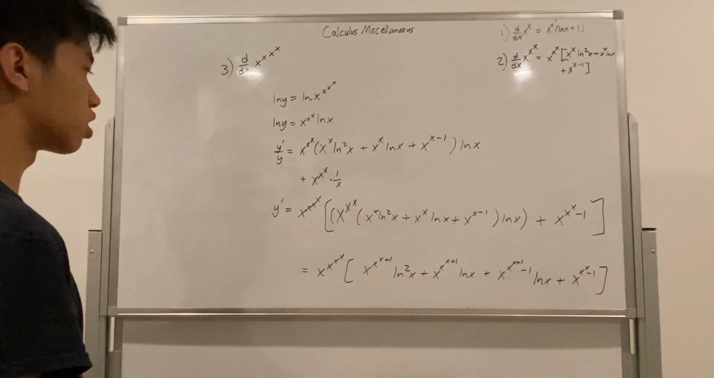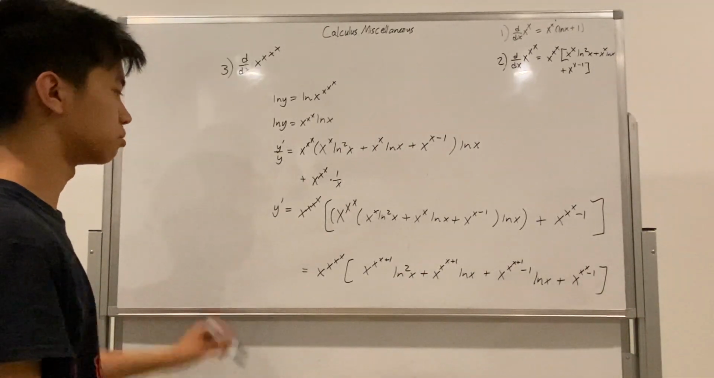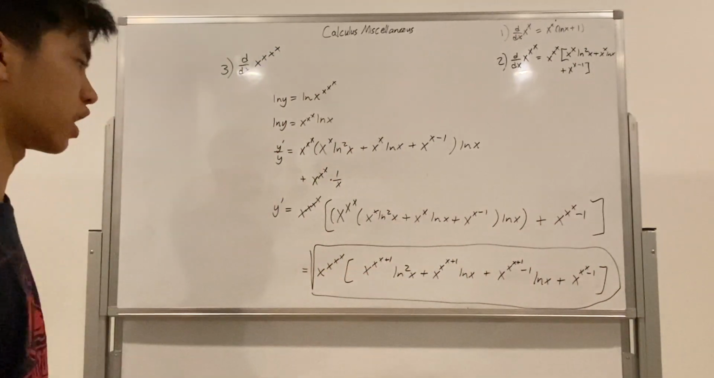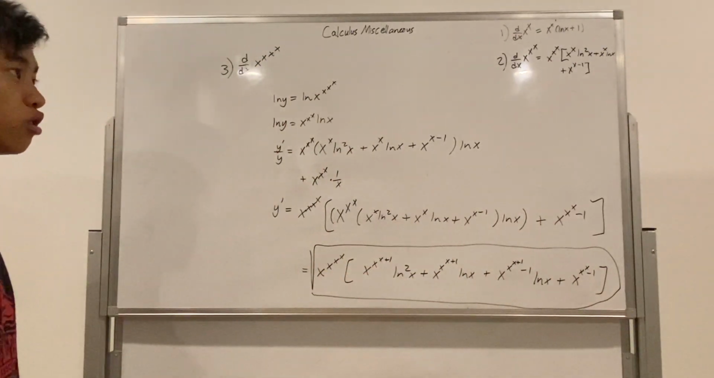And then you could go figure out the rest of the simplification, but this is the derivative of x to the x to the x to the x power.